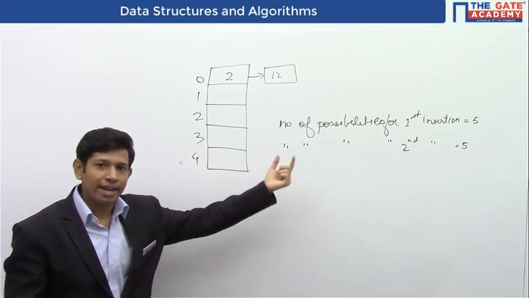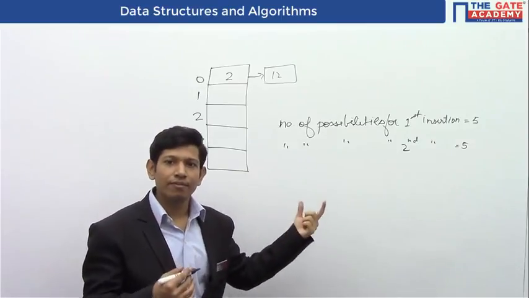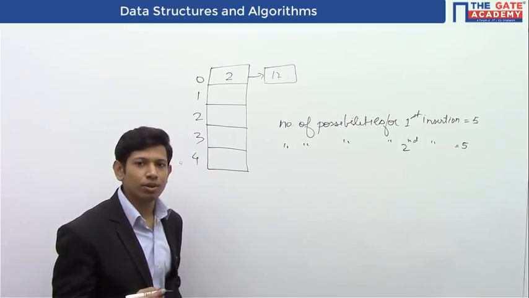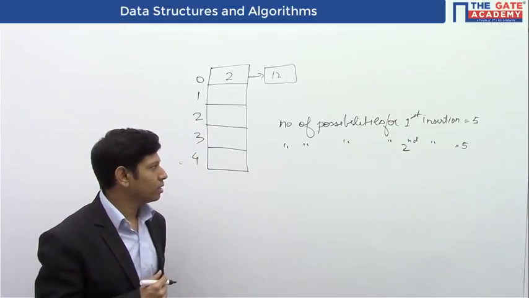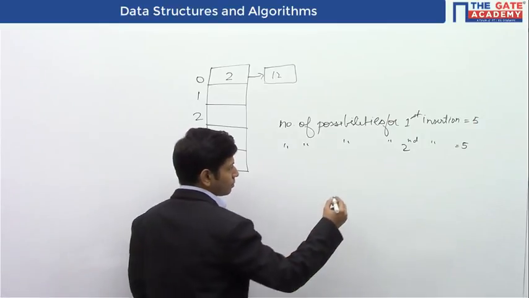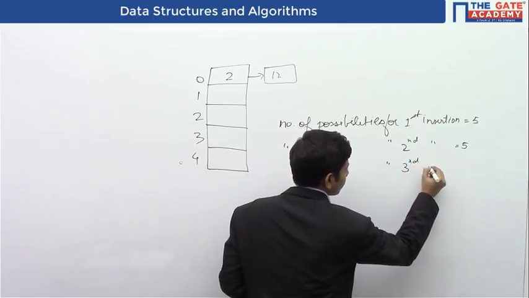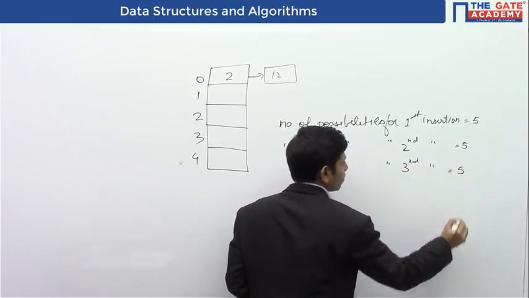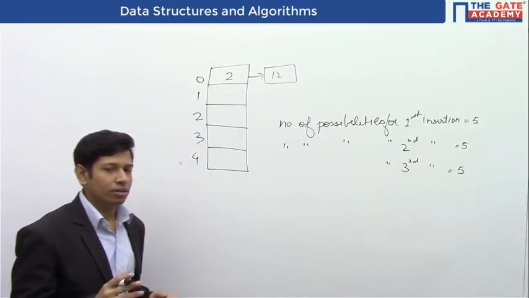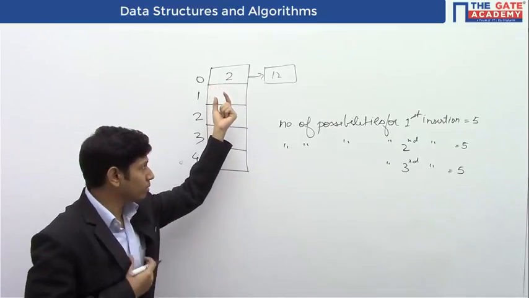Now next thing, we have seen the number of possibilities for the second insertion is also 5. Similarly, for n insertions, for all insertions, the number of possibilities would be 5, 5, 5 and so on. In the given question, they are asking only for 3 insertions. So the possibilities for the third insertion is also 5. So, what are the total possibilities for 3 insertions?